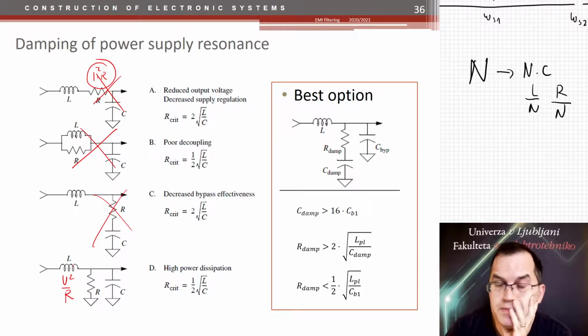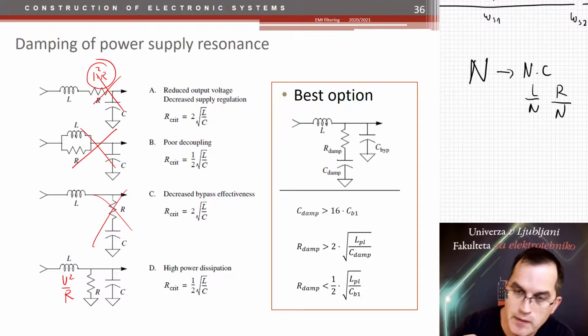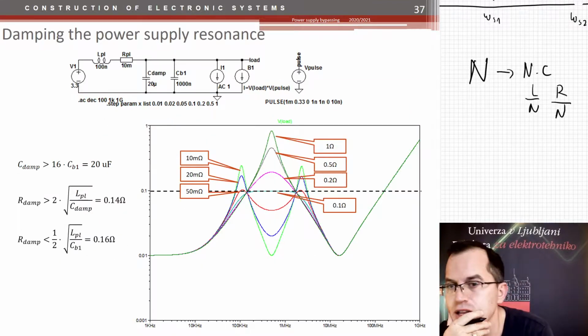So what to do? Well, what you can do, you can actually use this damping here. This is the damping of the resonance circuit using R and C. Cool. You can do that. And you already know that this damping resistor should be somewhere between two values, and the capacitor should be at least 16 times larger. Cool. If I put that in my simulation, I get this.